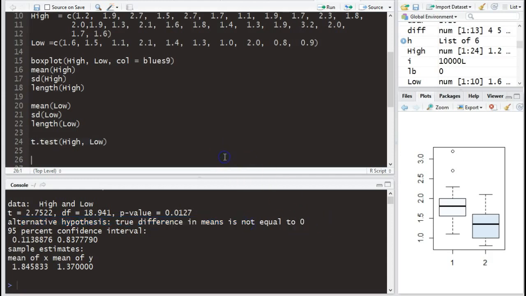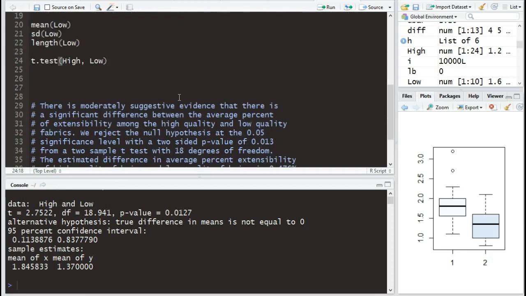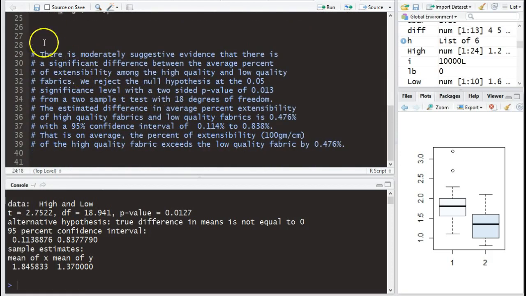So again, the null and alternative hypothesis for this particular test, because we just want to see if there's a difference between the average percent extensibility, will be mu1 minus mu2 is equal to 0, and mu1 minus mu2 is not equal to 0. So it's a 2-sided test, and so that's what this p-value represents. And lastly, we have our confidence interval right here. So what's really nice about this command is it just runs everything for me. It's much quicker than doing it by hand. But again, you can get the same results by calculating this by hand.